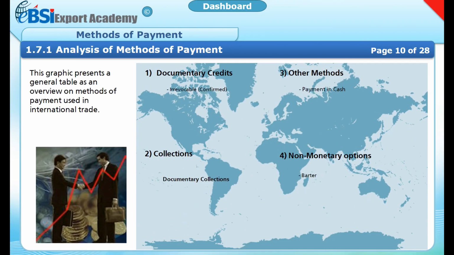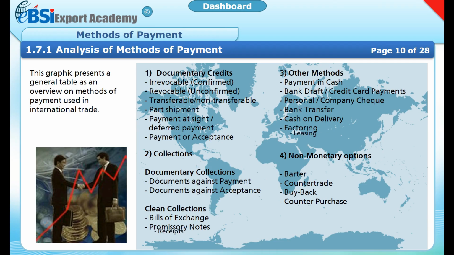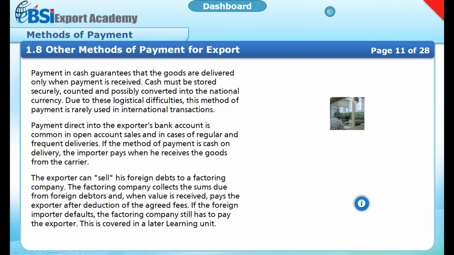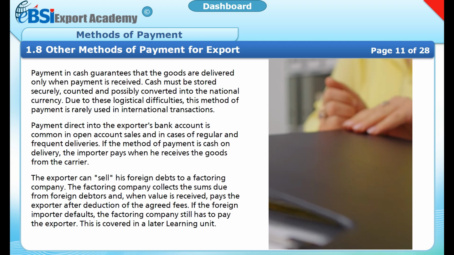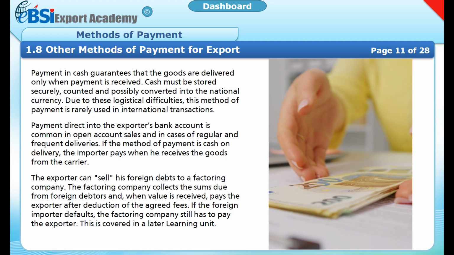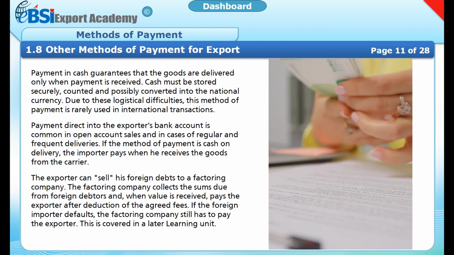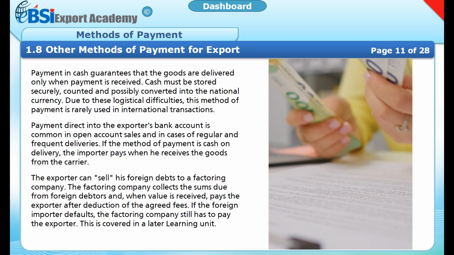This graphic presents a general table as an overview of methods of payment used in international trade. Other methods of payment for export. Payment in cash guarantees that goods are delivered only when payment is received. Cash must be stored securely, counted and possibly converted into the national currency. Due to these logistical difficulties, this method of payment is rarely used in international transactions.